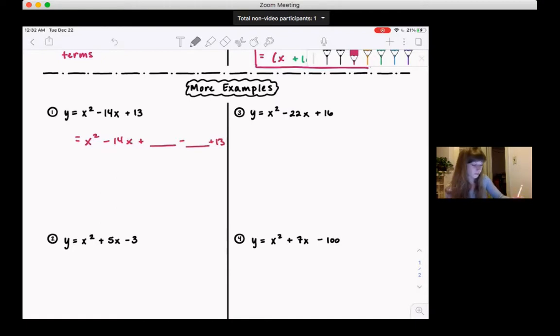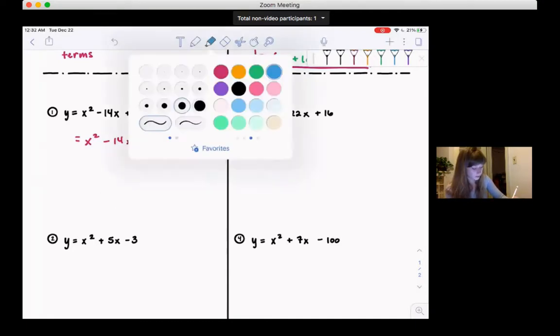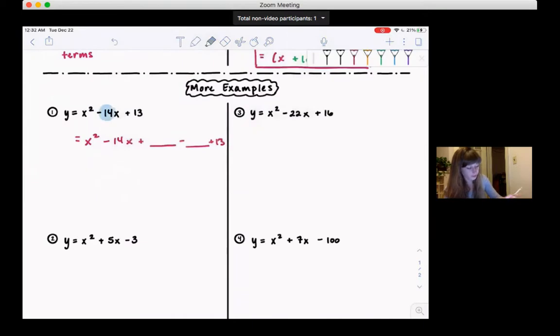And then we need to figure out what number we add. We are always going to add this middle number divided by 2 squared. So negative 14 over 2 squared gives us negative 7 squared, which is 49. So for this one, we're going to add 49, and then we're going to subtract 49 so we don't change the function.